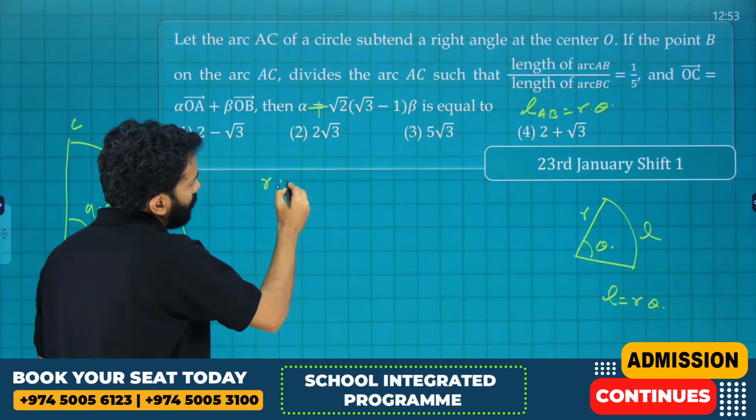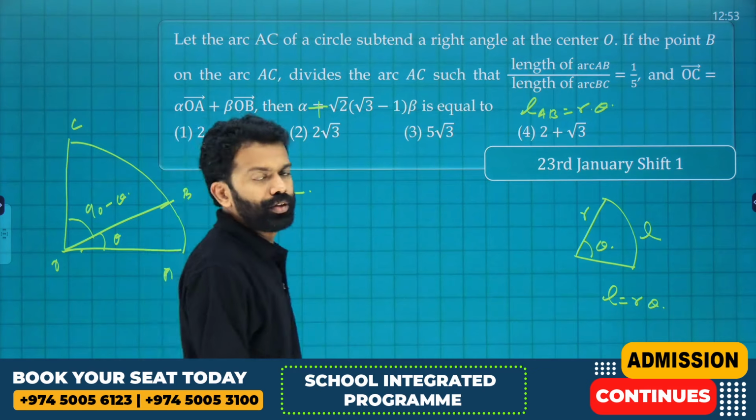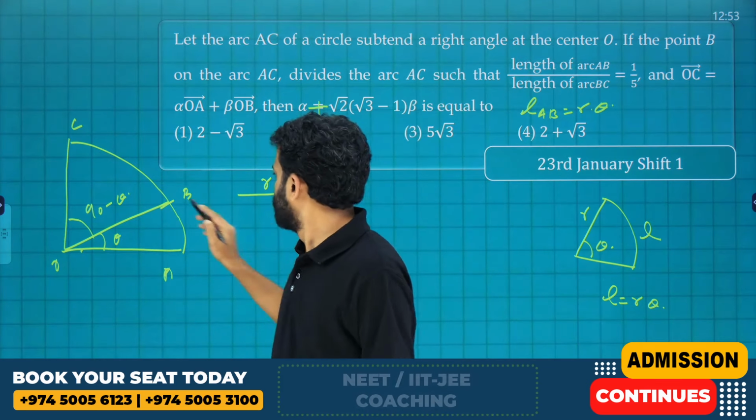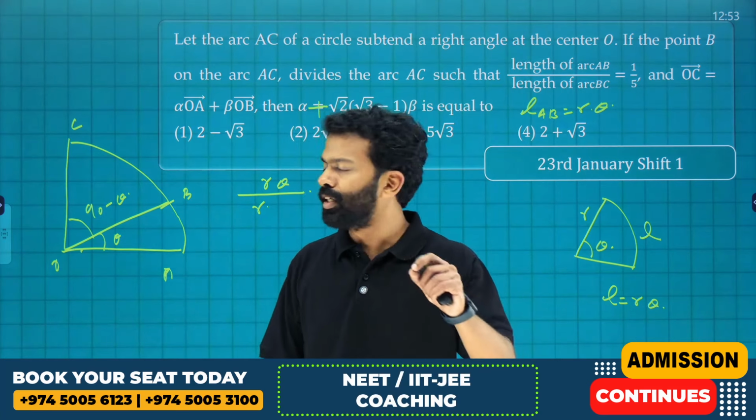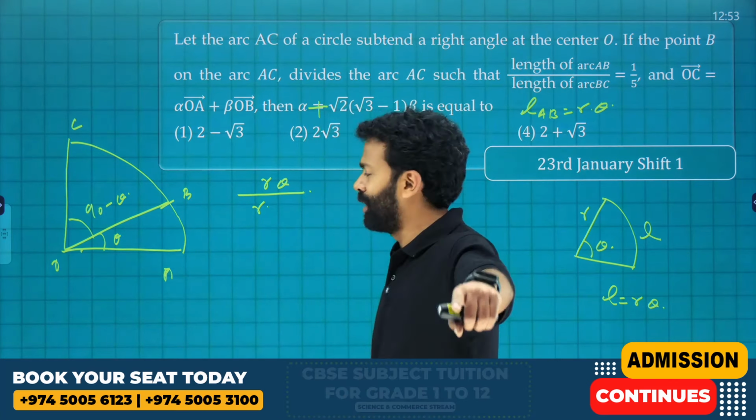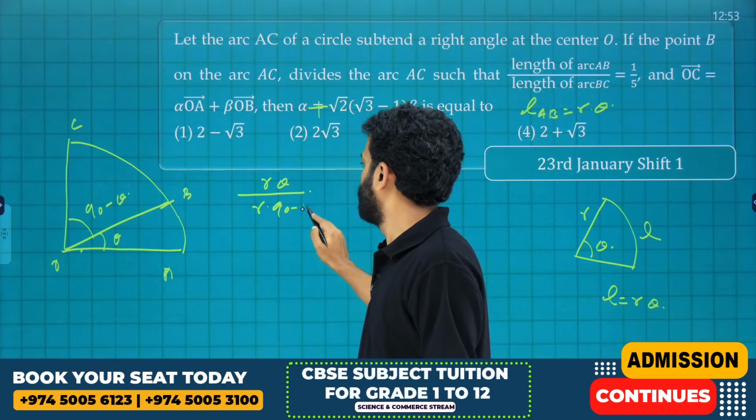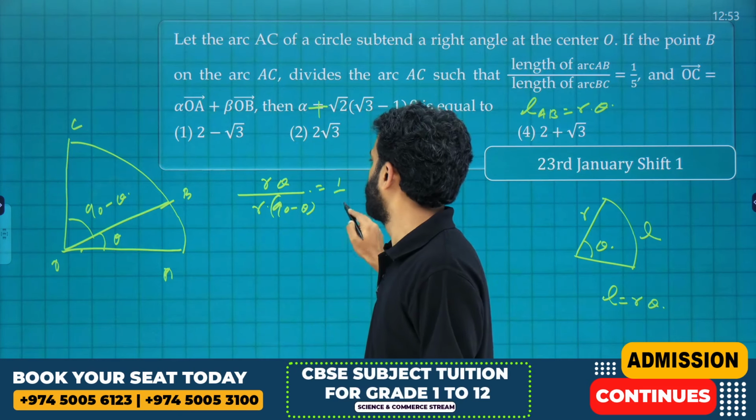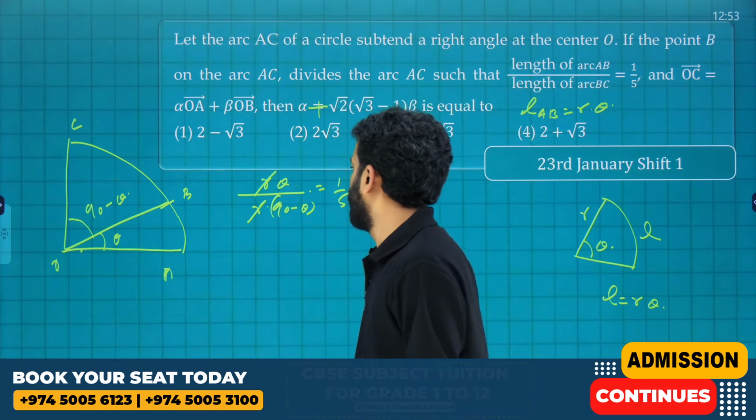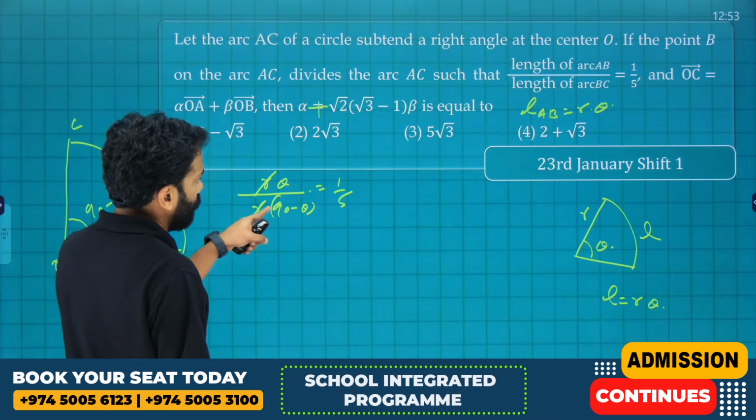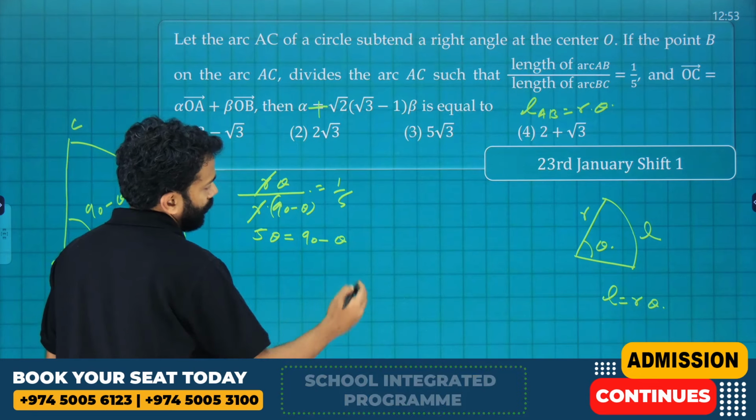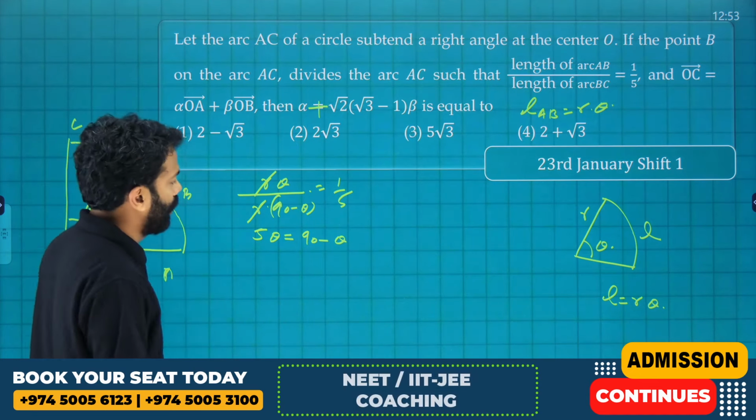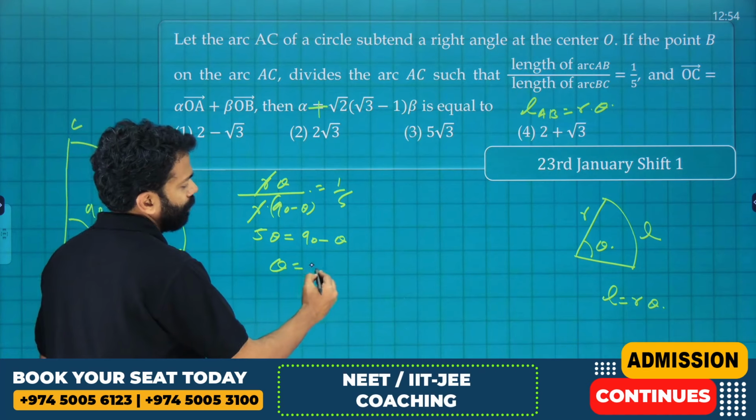Divided by the length of arc BC. That is R into the angle subtended by the arc at the center of the circle, which is 90 minus theta. That is R into 90 minus theta, which is equal to 1 by 5. R and R get cancelled. After cross multiplication, you will get 5 theta is equal to 90 minus theta. That is 6 theta is equal to 90. Therefore, the value of theta will be 15.